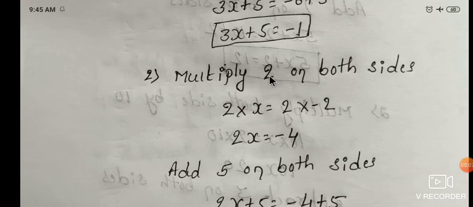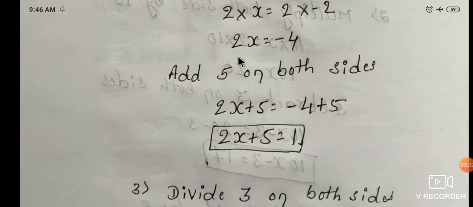And second one, multiply 2 on both sides. We should multiply 2 on both sides. Again, 2 into x is equal to 2 into minus 2. 2 into x, 2x is equal to 2 fours, that is minus 4, because there will be a plus sign, plus into minus gives minus, 2 fours minus 4. Next, add 5 on both sides. So we should add 5 on both sides. That becomes 2x plus 5 is equal to minus 4 plus 5.